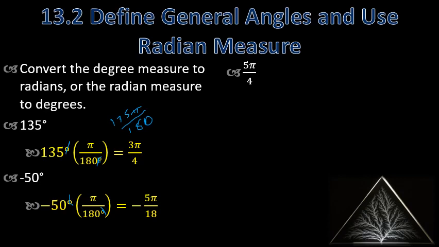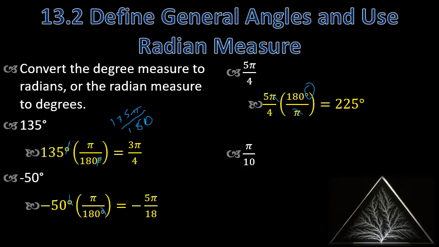All right. Typically, though, if there's a pi, you want to convert it to degrees. We want the pi to go away, so I'll have pi on the bottom. That way the pi's cancel out, and I'm left with degrees. So I'll have 5 times 180 divided by 4 is 225 degrees.